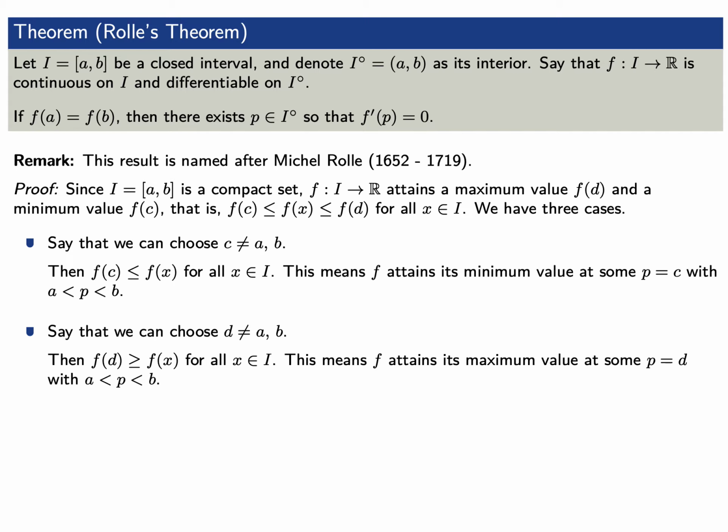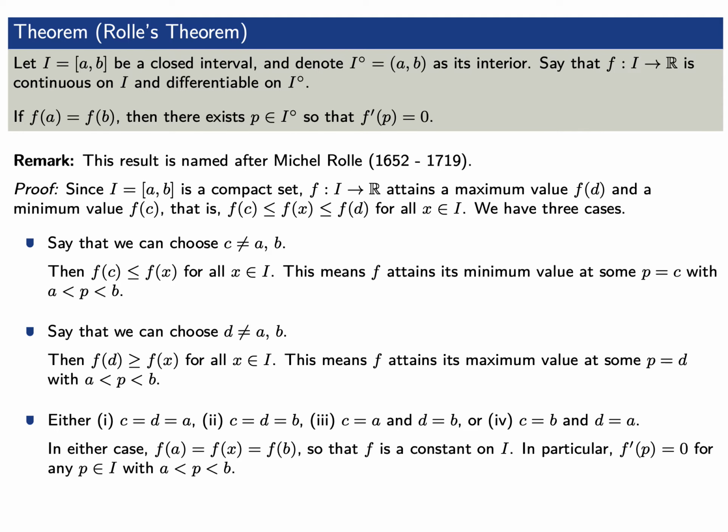Now let's say that we could choose a maximum value to occur at some point d also not equal to a or b. This means that f of d is greater than or equal to f of x for all x in I, so that f attains its maximum value at some point p in the interior. Finally, we really have four cases to consider: either c and d equal a, c and d equal b, c equals a and d equals b, or c equals b and d equals a.